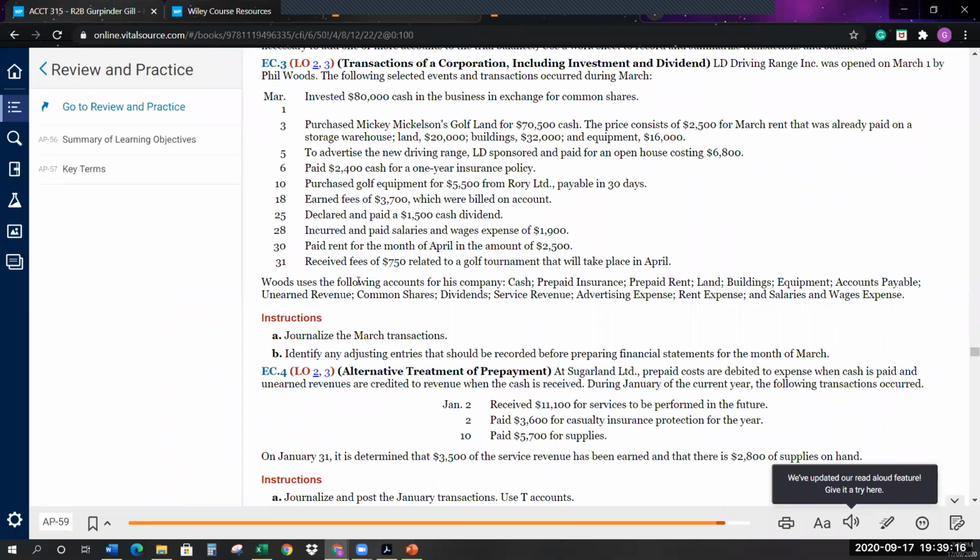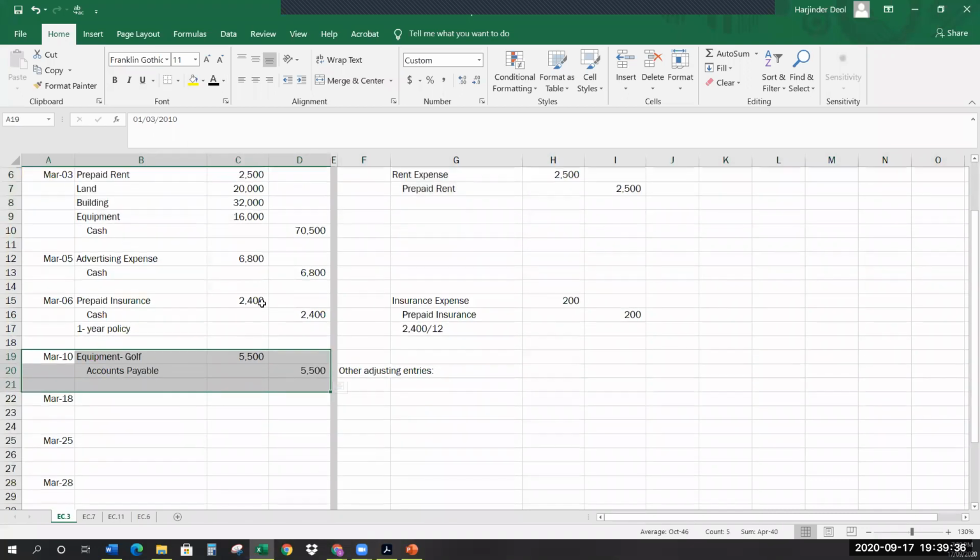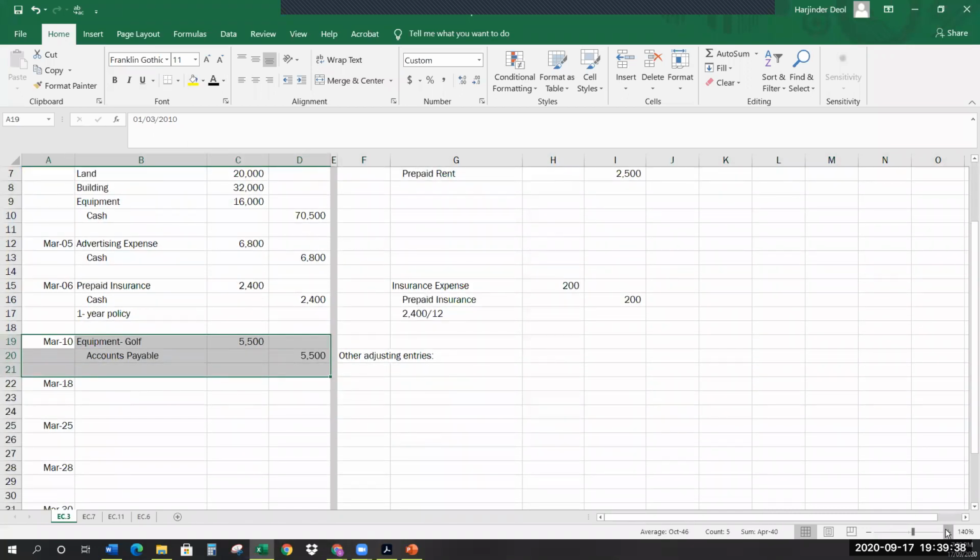On March the 6th, oh, sorry, we did that. On March the 10th, purchased golf equipment for $5,500 from Rory Limited, payable in 30 days. So this is the equipment, which is a capital asset. So we will debit our equipment account and credit accounts payable.